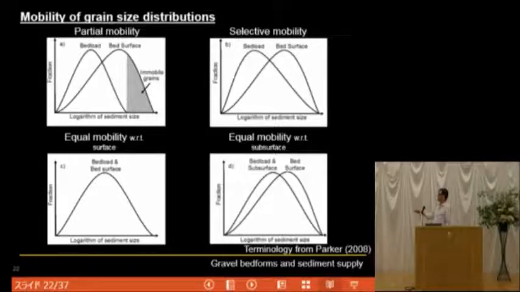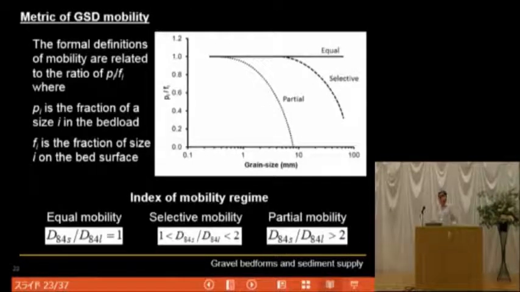And in fact, if you think about this, equal mobility with respect to the subsurface is basically the same thing as, or a special condition of, selective mobility. But of course, we have to turn that into a metric that we can put on the x-axis of our diagram. So what we did is we looked at the formal definitions for these different types of mobility, and it seems to come down to the ratio of the fraction of a size i that's in the bed load divided by the fraction of a size i that's on the bed surface.